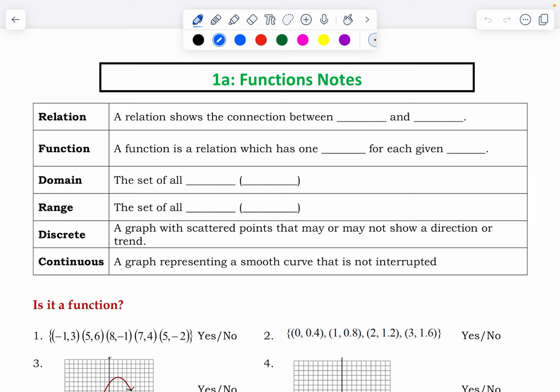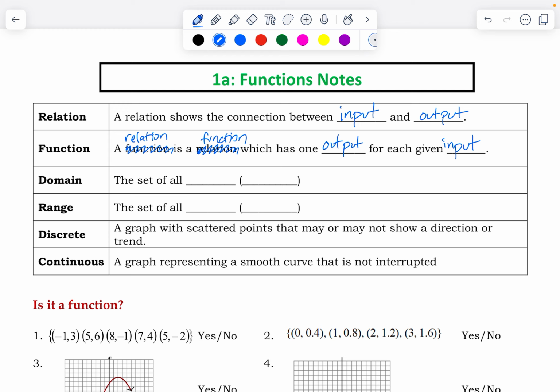A relation shows the connection between input and output values. You know what? Let's change this sentence here. I'm working off of somebody else's notes, and I caught a couple things I wanted to change. Let's say a relation is a function which has one output value for every input. So for each input value you have, you're going to have exactly one output. And we'll talk about this a little bit more as we keep going.